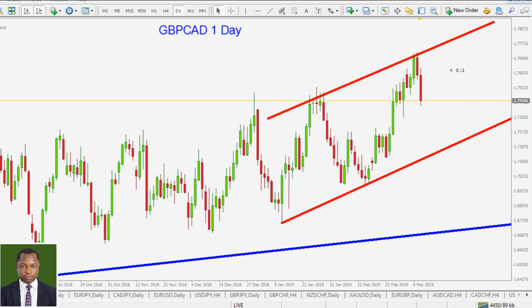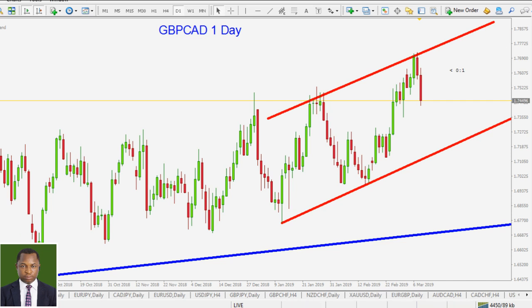I am liking the American dollar against the Canadian dollar the more. I'm liking that better than this. But at any rate, if you want to trade here, just anticipate this channel. Price is likely going to come back down. So in essence, we are expecting a stronger Canadian dollar.